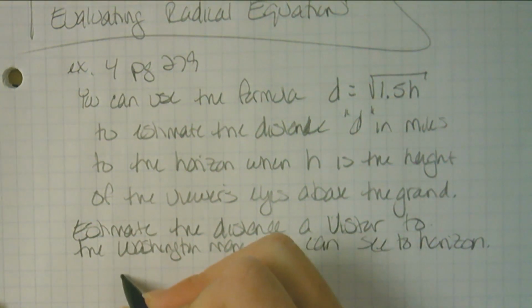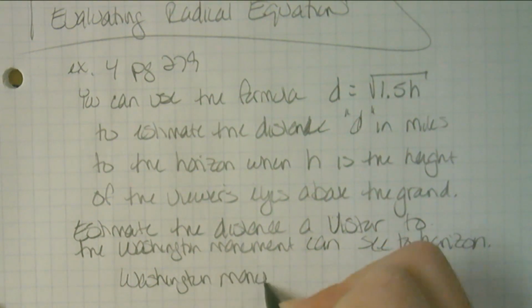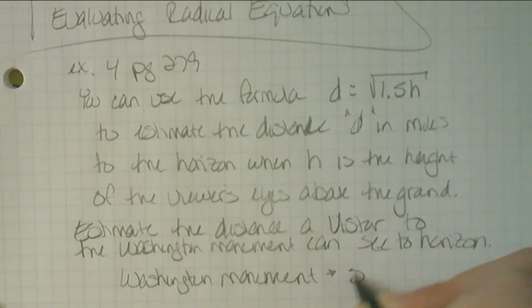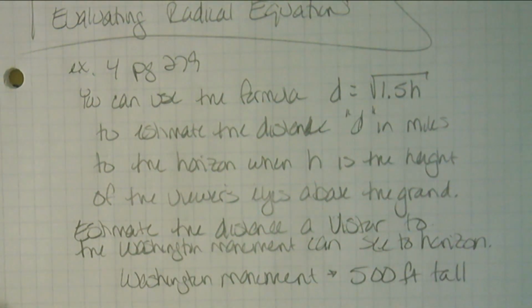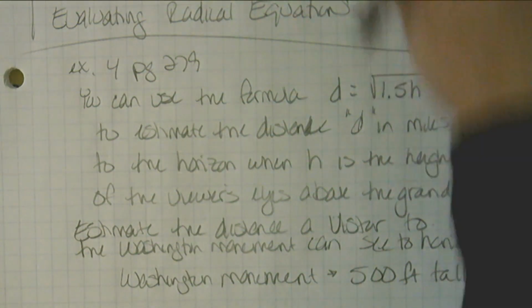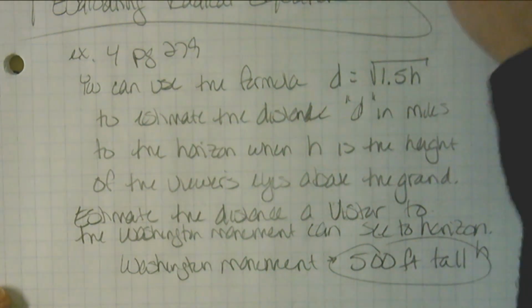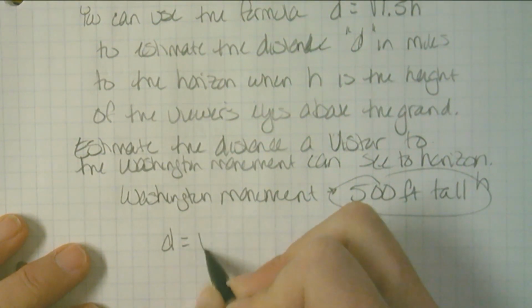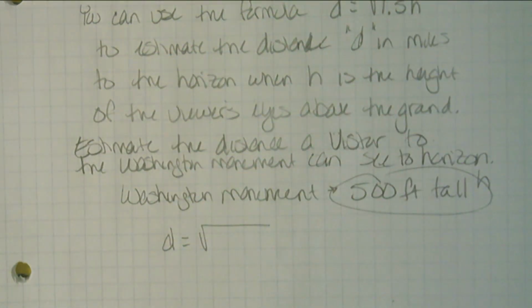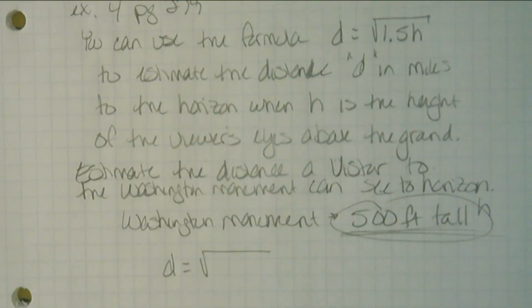We know that the Washington Monument is 500 feet tall. So here is my h. That 500 feet is my h. So distance equals, what does that mean to evaluate this equation? If I know that 500 is my height, what does it mean to evaluate the equation to find the distance?